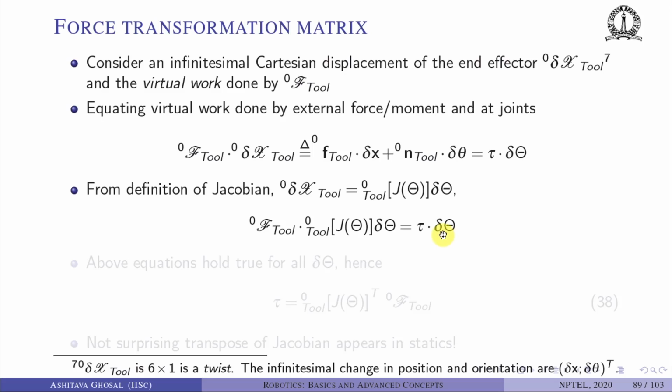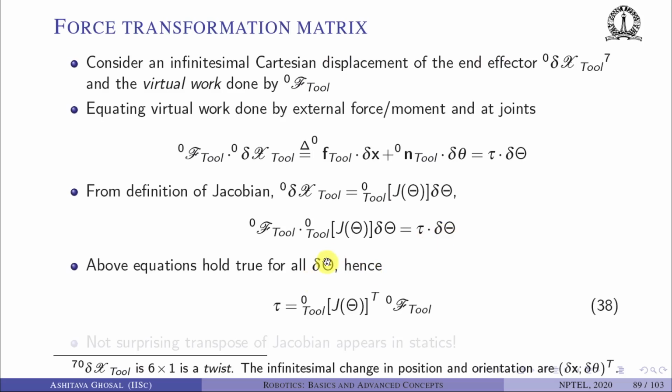Okay, so the above equation holds for all delta theta. This is the standard way we use this principle of virtual work, and hence we can show that this tau is nothing but J transpose F tool, because this dot product, a dot b, is nothing but J transpose F.